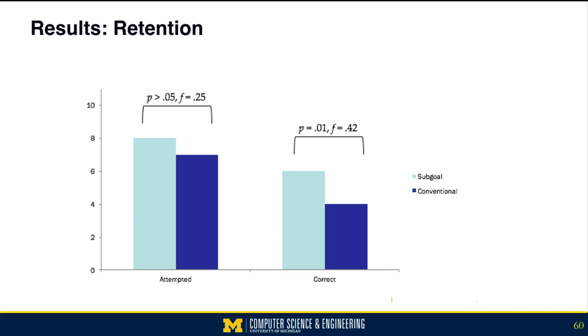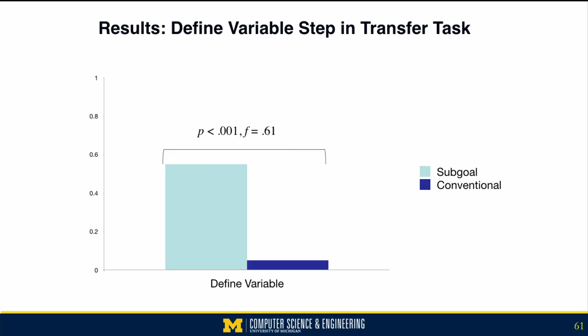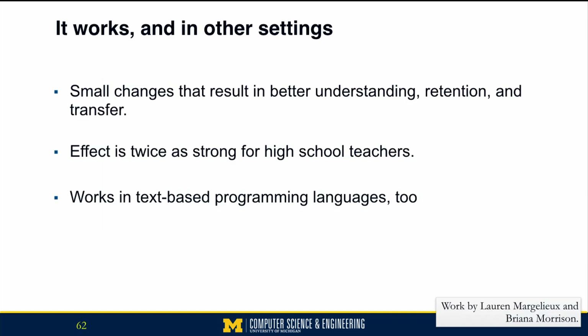And it makes it hard to figure out whether they're attempting a step. Now, in the transfer task, one of the things that the students had to do was pull out a built-in UI element and associate a variable with it. The folks who got subgoal labeling could; those who didn't, couldn't. This is a really dramatic result. So these very small changes to the list of text instructions, to the list of videos, resulted in better understanding, better retention, and better transfer.